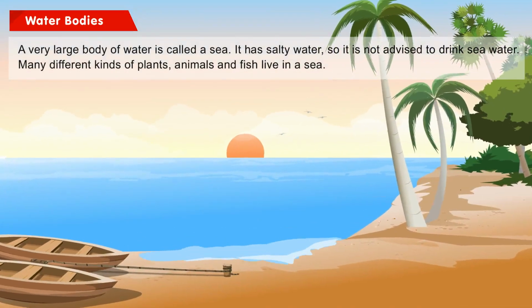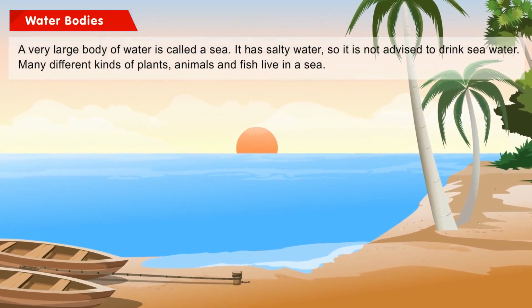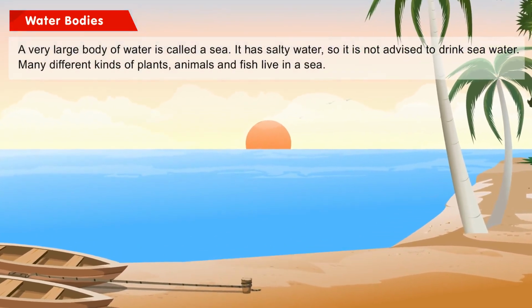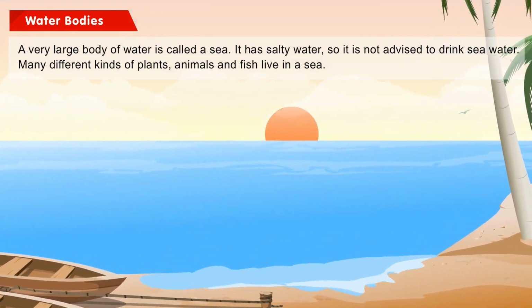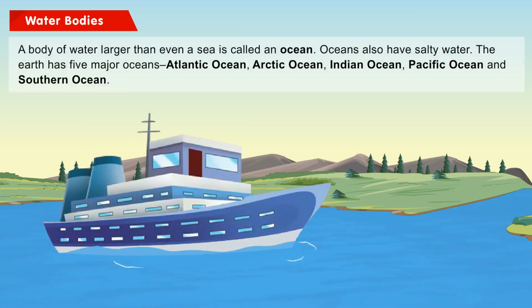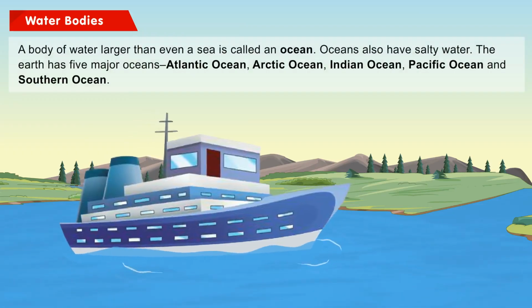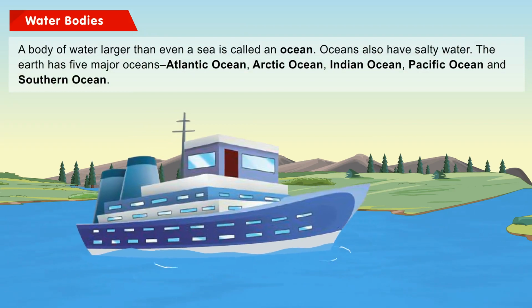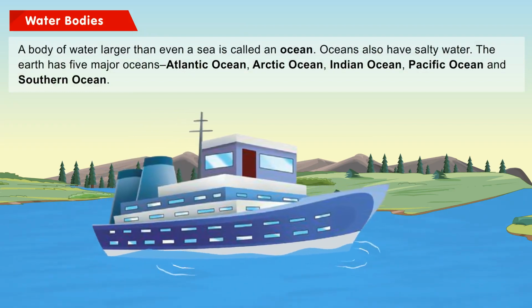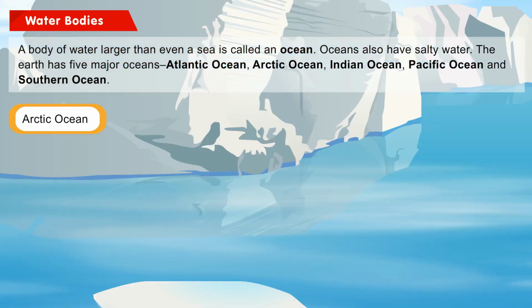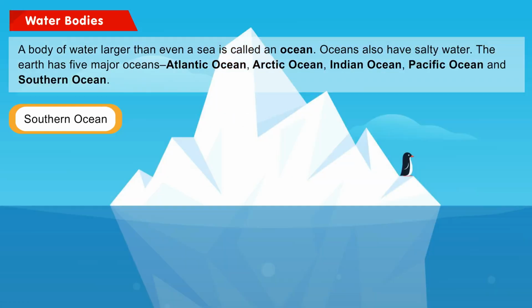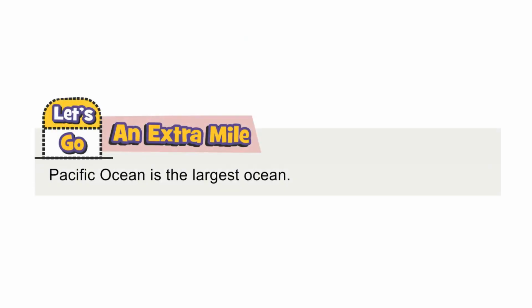A very large body of water is called a sea. It has salty water, so it is not advised to drink sea water. Many different kinds of plants, animals, and fish live in a sea. A body of water larger than even a sea is called an ocean. Oceans also have salty water. The Earth has 5 major oceans: Atlantic Ocean, Arctic Ocean, Indian Ocean, Pacific Ocean, and Southern Ocean. Let's go an extra mile. Pacific Ocean is the largest ocean.